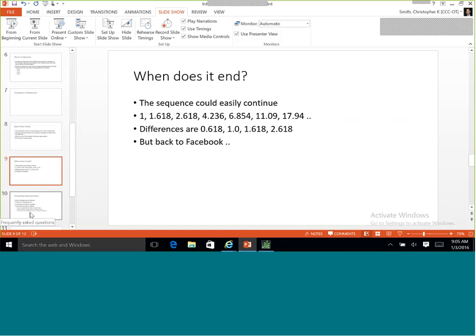Okay, so when does it end? Well, the sequence could easily continue. Remember, it's the sum of the prior two numbers. So after 4.23 comes 6.854. After that comes 11.09 and then 17.94. So why do we end at 4.23?